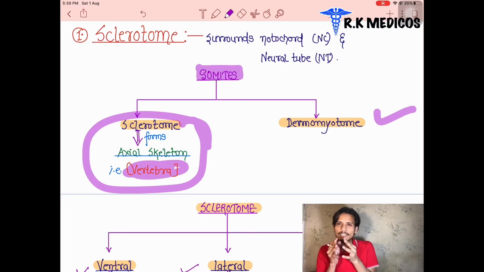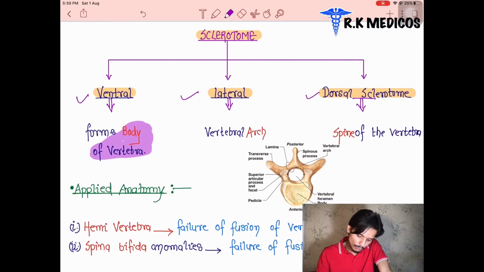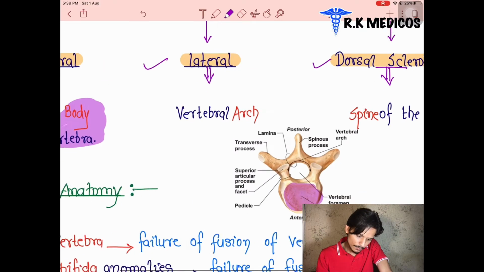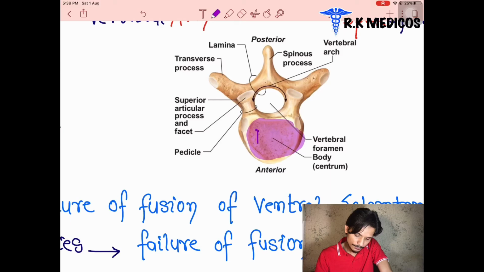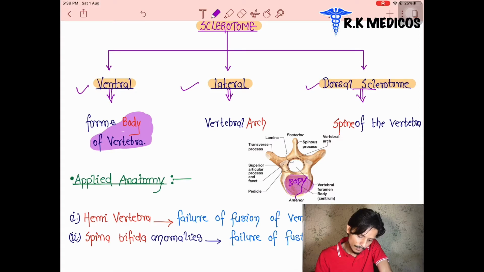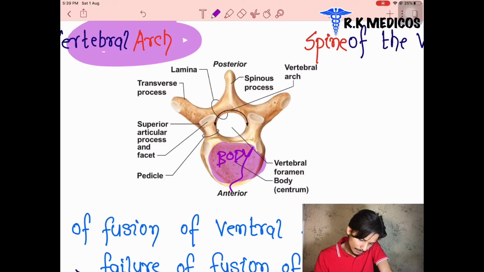But what are the different parts of the vertebra? There is a body, a spinous process, transverse process, vertebral canal, and the pedicle. Different parts are present in the vertebra, and they develop from different regions of the sclerotome. So the ventral part of the sclerotome forms the body of the vertebra, this region of the vertebra. Next, the lateral part will form the vertebral arches, and we can see the vertebral arches here.